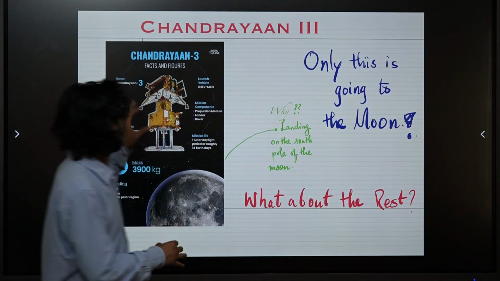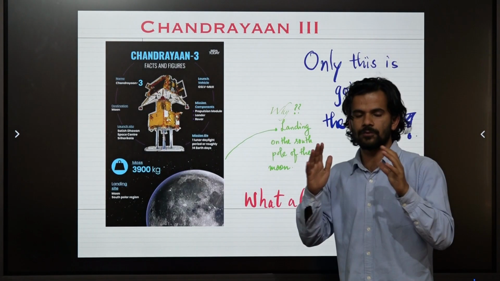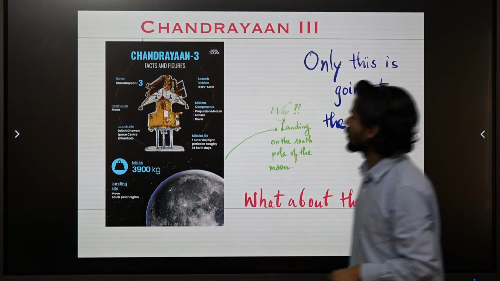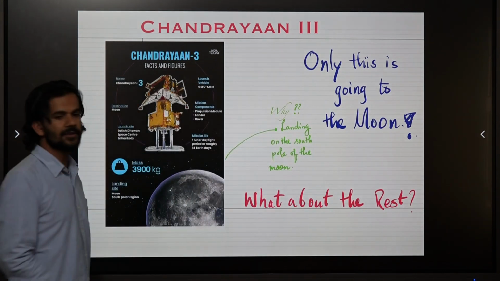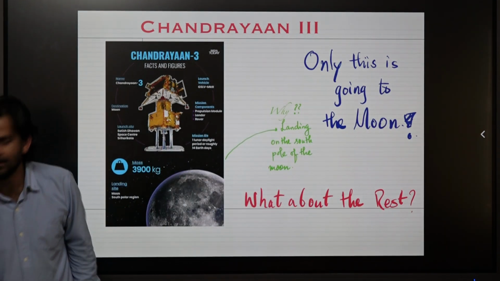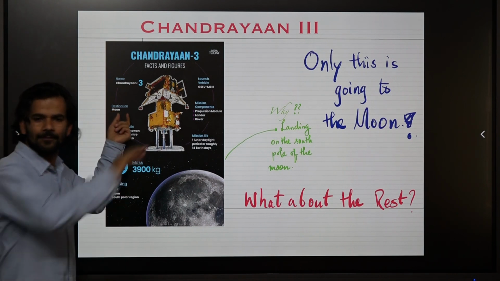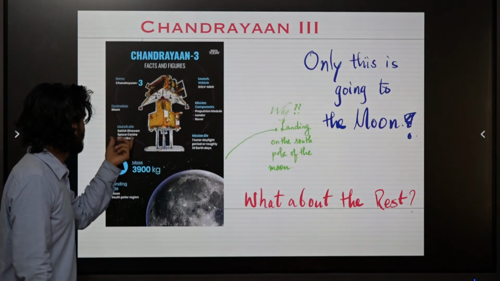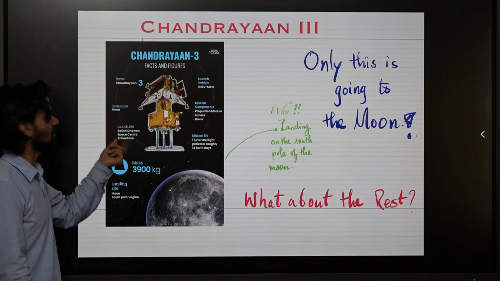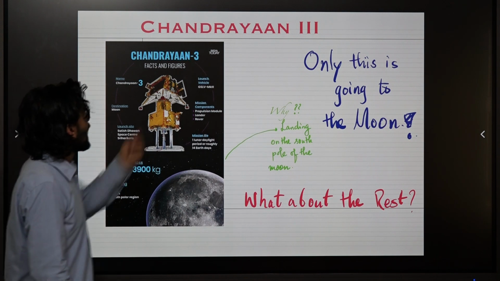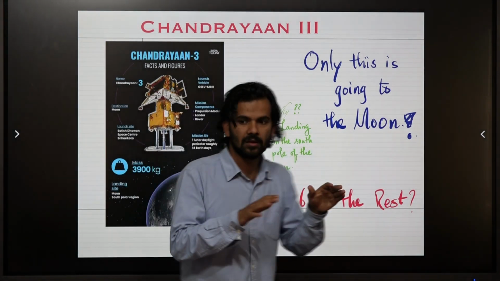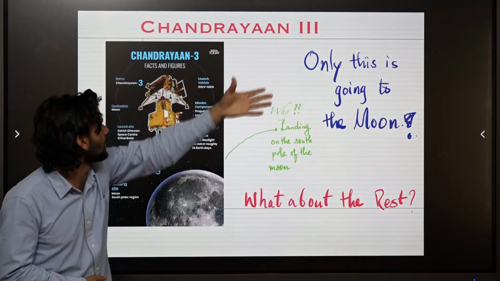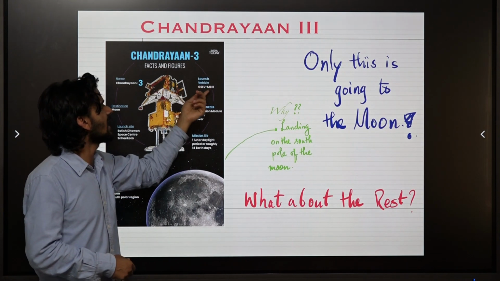Now, let's talk about this Chandrayaan-3, which will be blasted off to the moon. What's the name? Chandrayaan-3. Where is it flying? Moon. Where was it launched from? Satish Dhawan Space Center, Sriharikota, Andhra Pradesh. And the vehicle that they are using, the carrier to carry this thing to the moon, is GSLV Mk3.